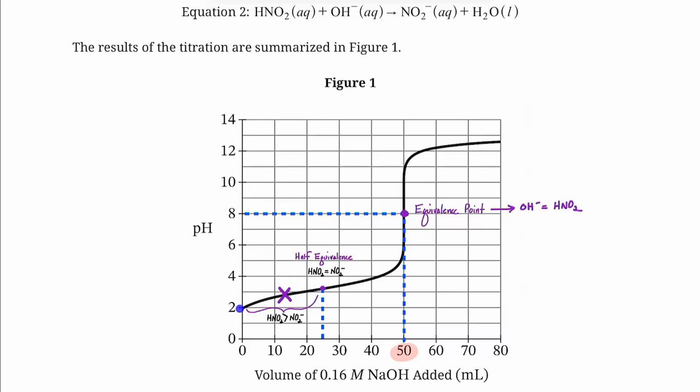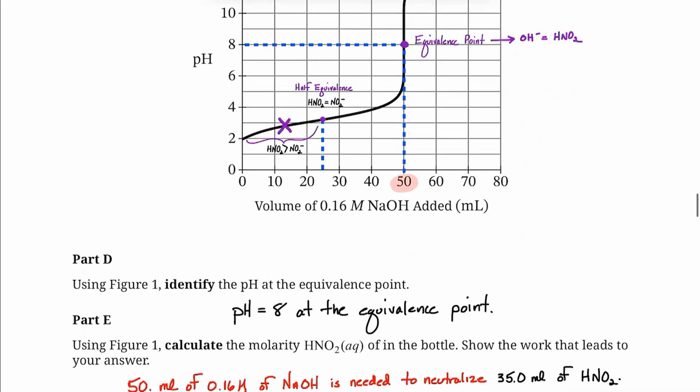Going over my points, point 1 is initial. Point 2 is half equivalence. Point 3 is somewhere in the buffer region. Point 4 is the equivalence point, and point 5 is the final pH. Every single acid-base question is based on these points. But in any case, let's get to part D of the question.